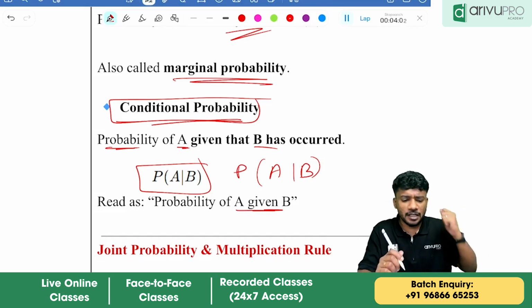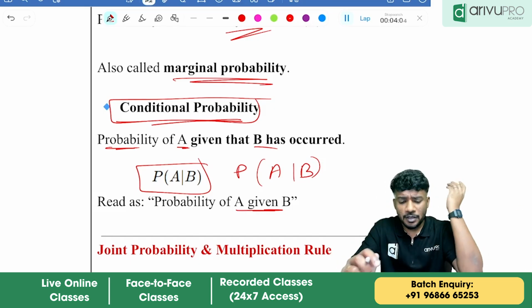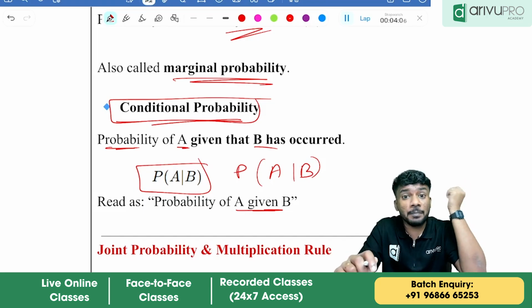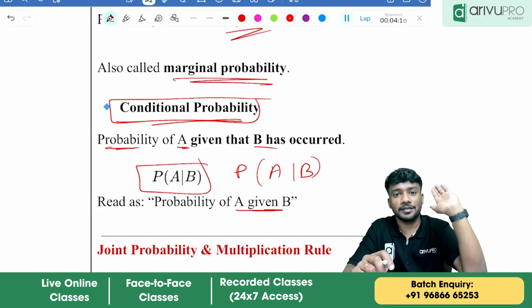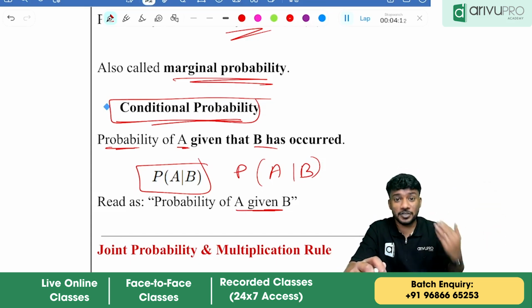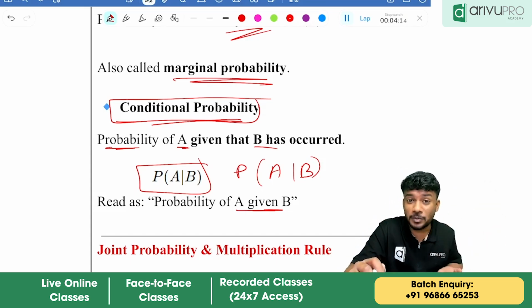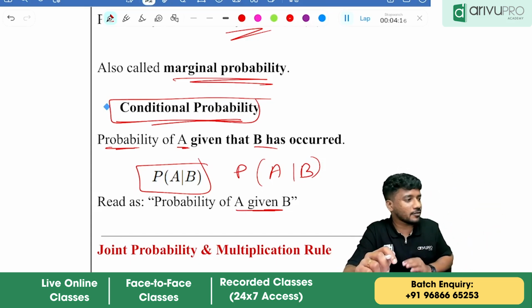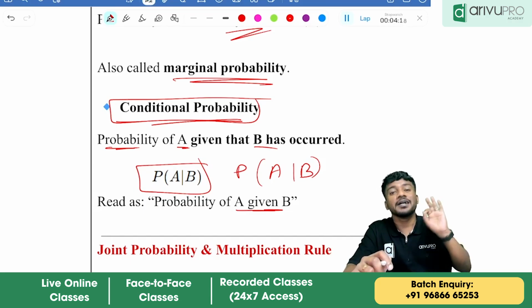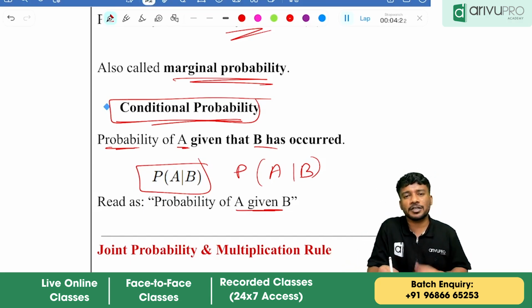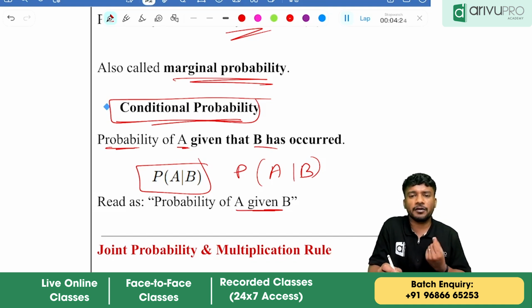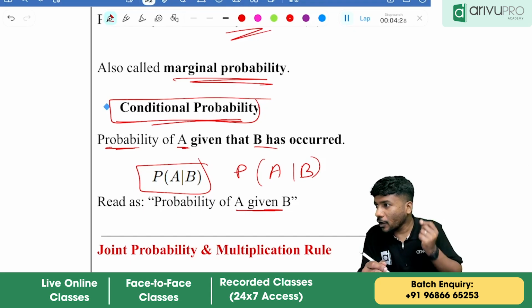That means probability of A happening if B already occurred. That is the meaning. Now, for example, what is the probability of me passing the exam if I had already studied? Basically like that, based on how much I have studied, how much chance is there for me to pass the exam. So probability of A given B is read as probability of A given that B has already occurred.